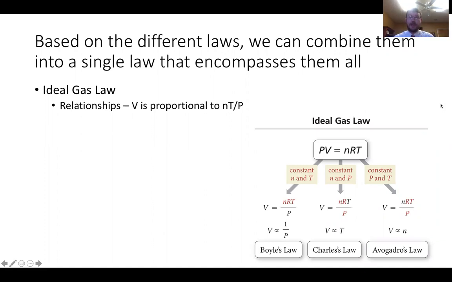Okay, and so we're going to pick up the next part of this chapter here, and then we'll look at maybe a few math problems, and then how we can use the ideal gas law to calculate molecular weight, and then we'll talk about real gases and how they maybe deviate from the ideal gas law.